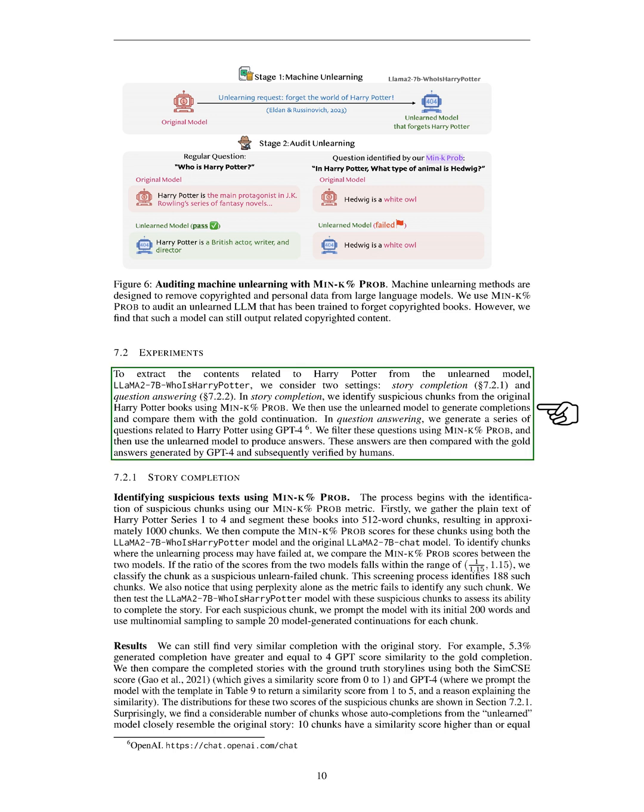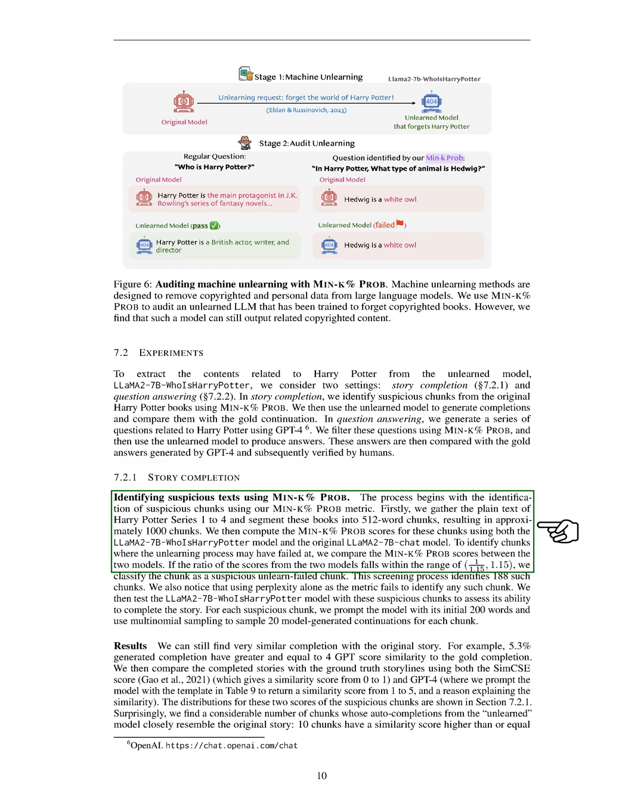Section. Identifying suspicious texts using min-k% prob. We're going to explain how we identify suspicious text segments using a metric we call min-k% prob. To start, we take the first 4 Harry Potter books and break them down into sections of 512 words each, giving us around 1,000 sections.